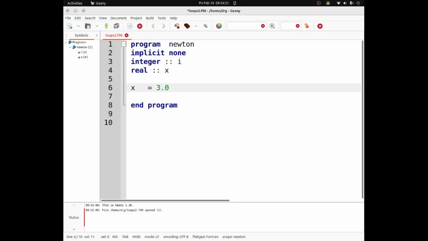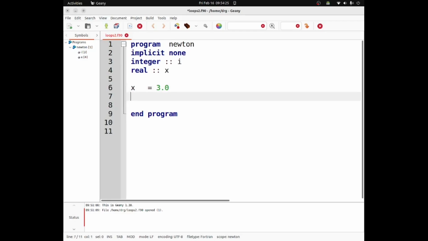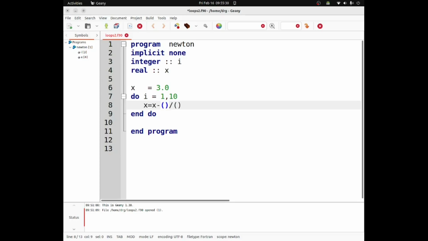I'll initialize x, then I'm going to go around in a loop. Since this is just for illustrative purposes, I'll go around 10 times. For each loop iteration, I'm going to replace the current value of x with the Newton update. What goes in the parentheses that gives the top of the fraction is the function value. What goes on the bottom of the fraction is the derivative of x squared minus 5, which is 2x.